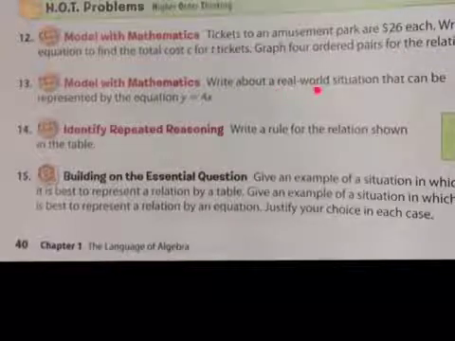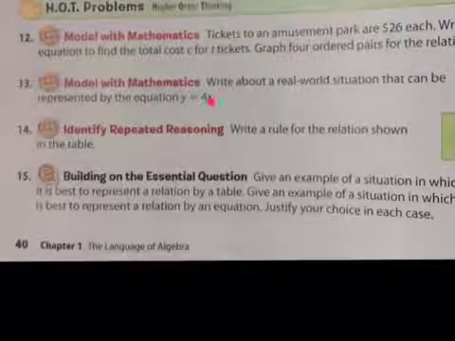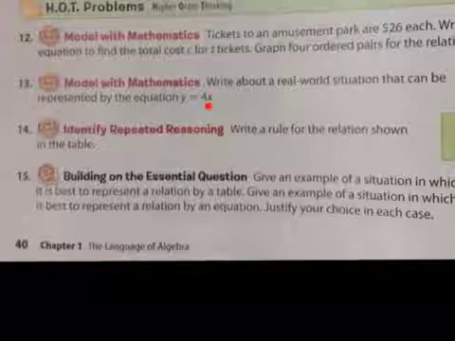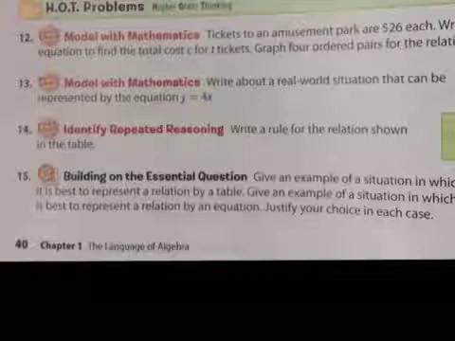Okay, write a real-world situation that can be represented by the equation y equals 4x. So 4 is our constant, x is our domain, and y is our range. So something that is being multiplied by 4, a value that's being multiplied by 4 that will give you a total value. What could be this situation?